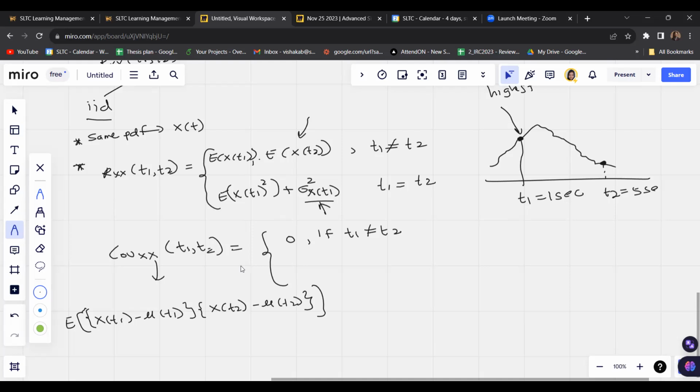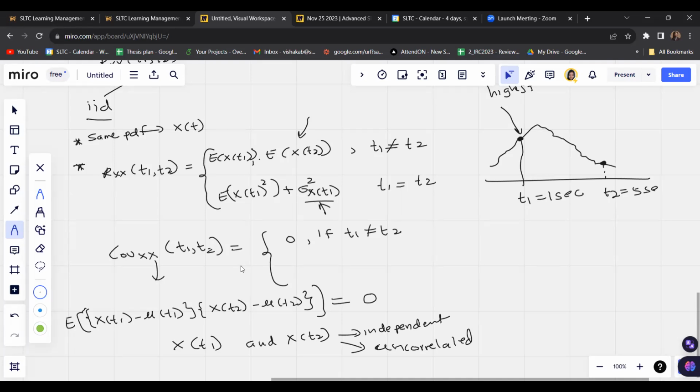So we learned that for uncorrelated cases, this autocorrelation is equal to the product between these two variables and their expectation values. So this covariance function is equal to 0 when xt1 and xt2 are uncorrelated, or when they are independent. If they are independent or uncorrelated, we can see that the autocovariance function equals 0. So maybe you can search about it, and if it is not clear to you, you can let me know.